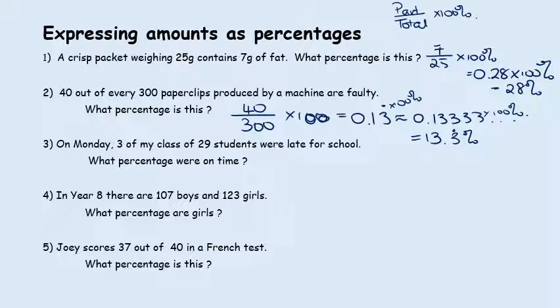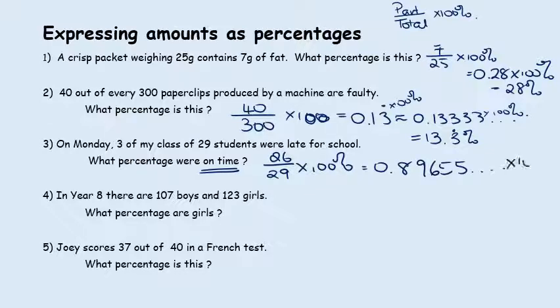On Monday, 3 of my class of 29 students were late for school. What percentage were on time? So just be careful to read the questions. 3 were late, meaning 26 were on time. So that gives us 0.89655 and so on times 100%. And let's say I'm going to round to 1 decimal place. That's 89.7%.